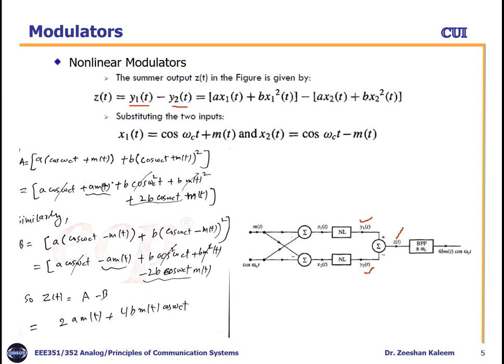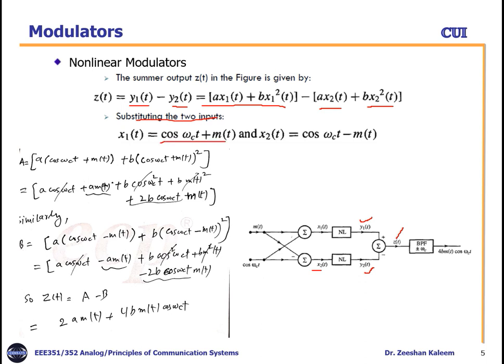In the last slide we saw that y1 of t is obtained using a power series. So y1 of t is equal to a x1 of t plus b x1 square of t, as we saw in the last slide. Similarly, y2 of t is a x2 of t plus b x2 square of t.